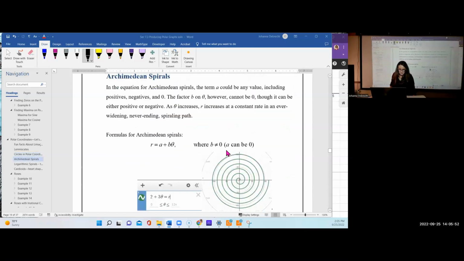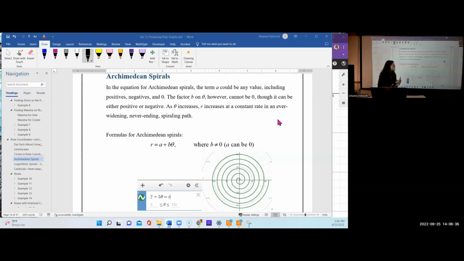All right. Now let's talk about Archimedean spirals. Here's our formula right here: r equals a plus b theta. The term a can be any value. It can be positive, negative, and even 0. So it's okay to not have a constant there. And we've seen one of these earlier, or something like it. The factor on b, however, that's multiplied by theta, can't be 0. If that term is missing, then it ceases to be an Archimedean spiral. So it can be positive or negative, it just can't be 0. All right, then it won't be an Archimedean spiral.